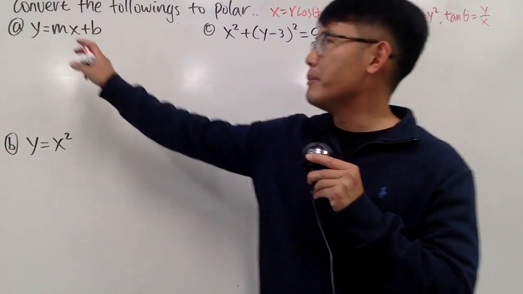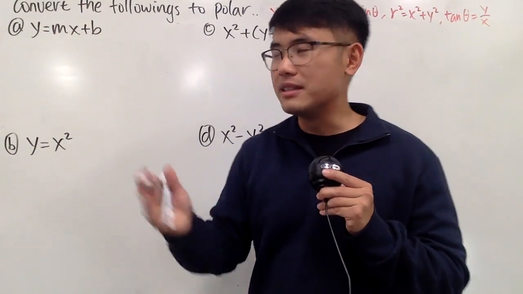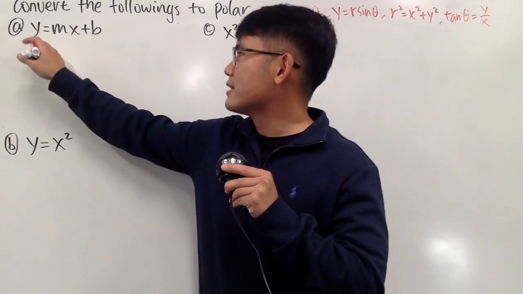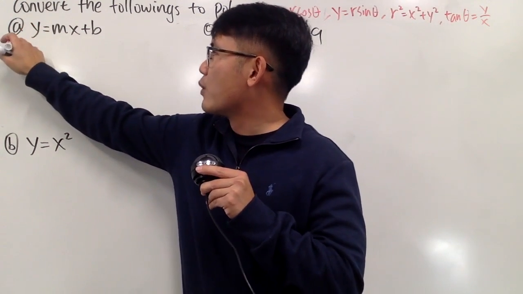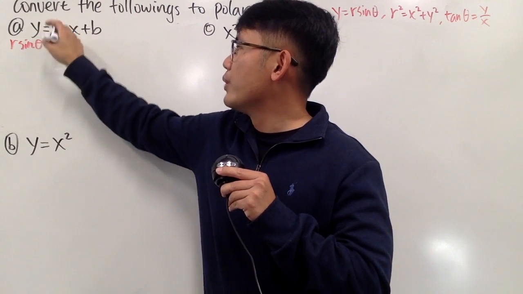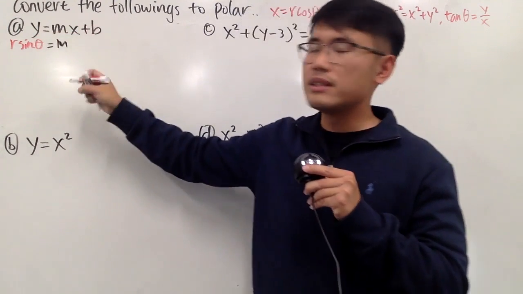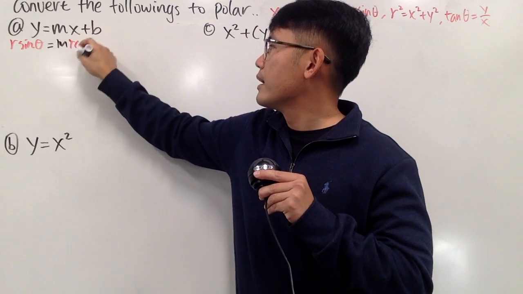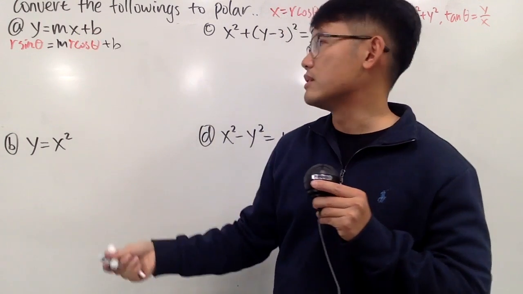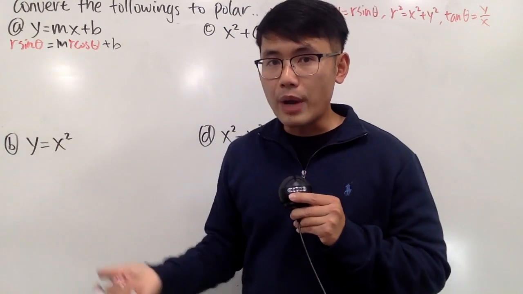Y is equal to mx plus b. Of course, this is our good old friend, the equation of a line. Well, to get started with this, y is of course r times sine theta, and that's equal to m, and the x is just r times cosine theta, and the b is just the y-intercept, so it's a constant as well, just like the slope. So that's what we have.